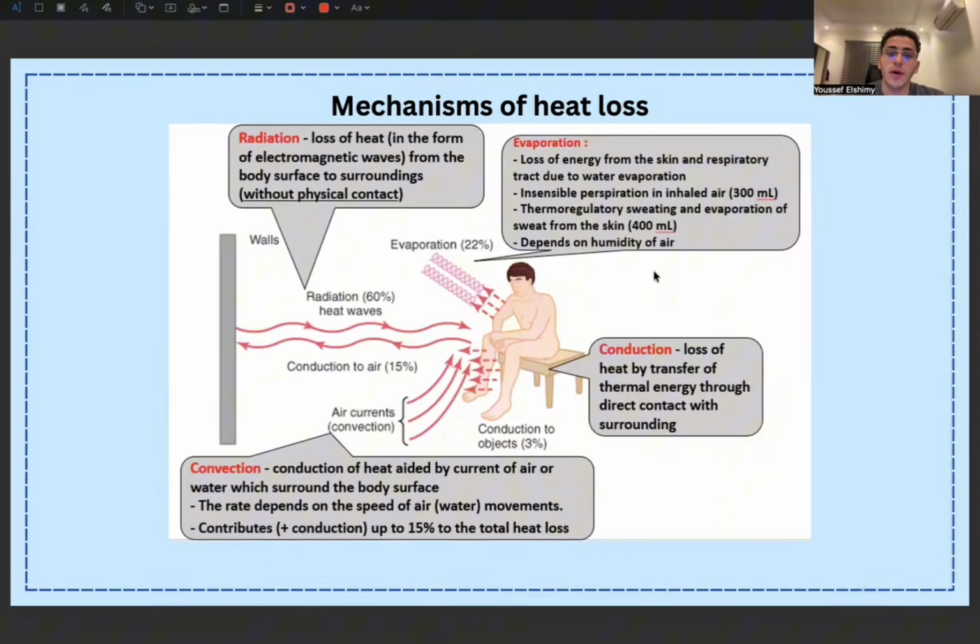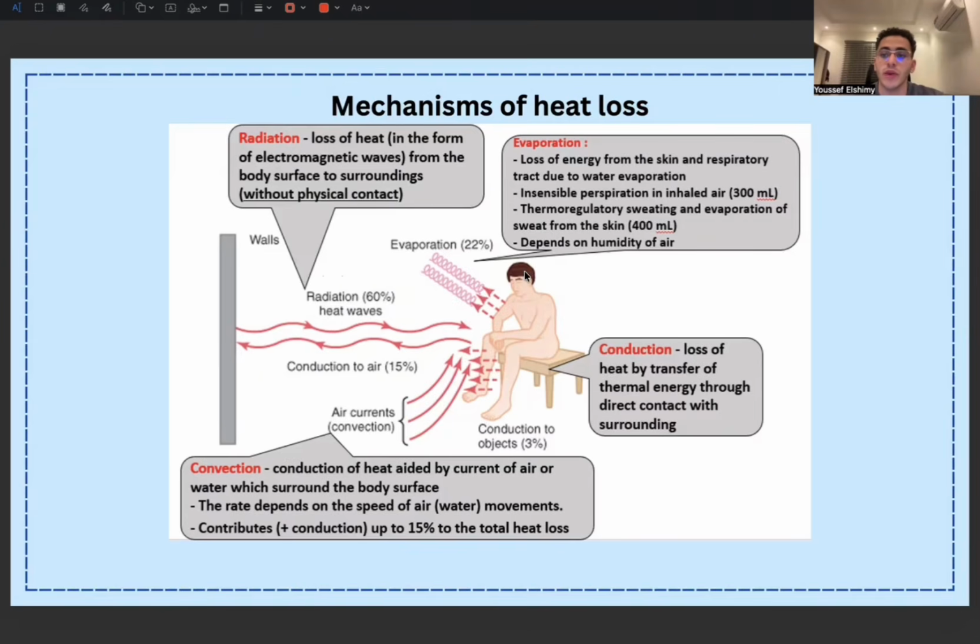So let's talk about the mechanisms of heat loss. They could be divided into radiation, evaporation, conduction, and convection. But the most common cause of heat loss from our body is radiation, which is basically loss of heat from our body without any physical contact. Normally any heated object releases heat in the form of radiation, and since we produce heat inside our body, we radiate this heat. This is actually the most common mechanism of heat loss. It accounts for 60% of heat loss.